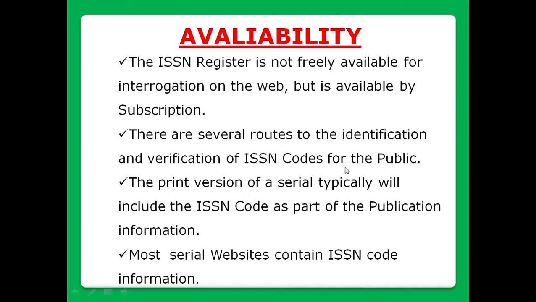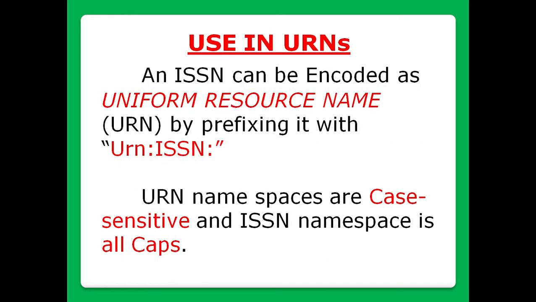Ma'am, how do we know the availability? Availability is through a web source. It is not a free version like ISBN; you have to subscribe and pay some money to get the ISSN number. There are several routes. Print versions of serials typically include the ISSN code, and most of them are on the website, or when you type that number, everything will be visible, whether it is an article, journal or periodical.